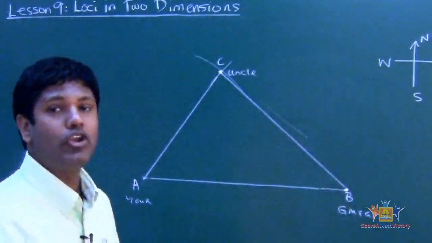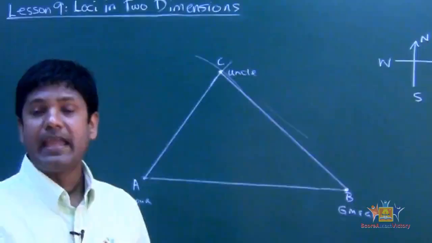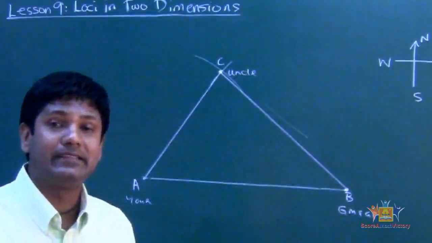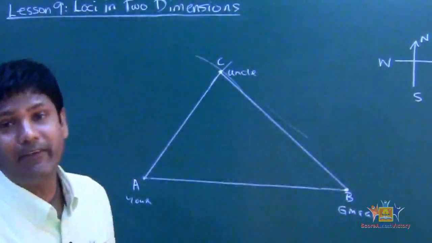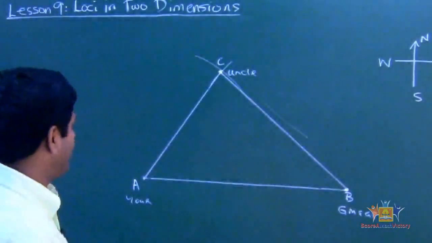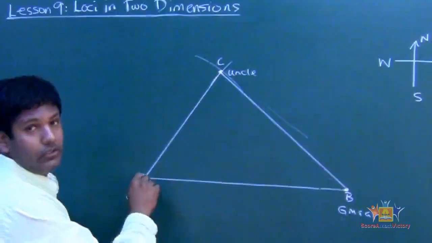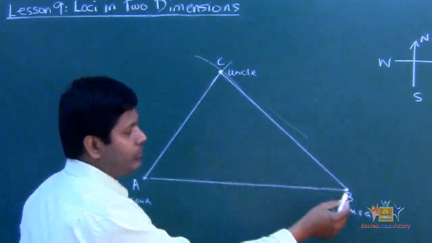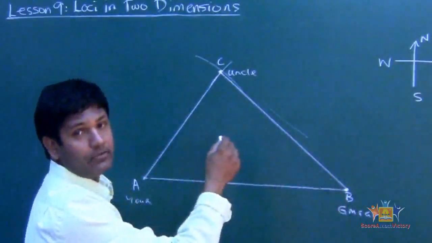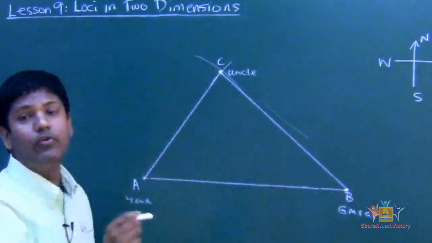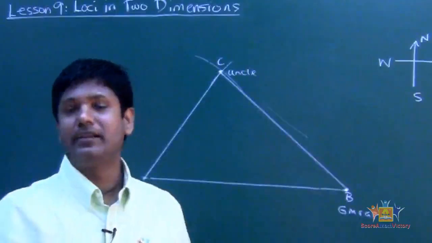It's 3 kilometers from your uncle's house and an equal distance from your house and grandma's or grandpa's house. In other words, from your house to the school, wherever it is, is an equal distance from your grandpa's house, and it's 3 kilometers from your uncle's house.